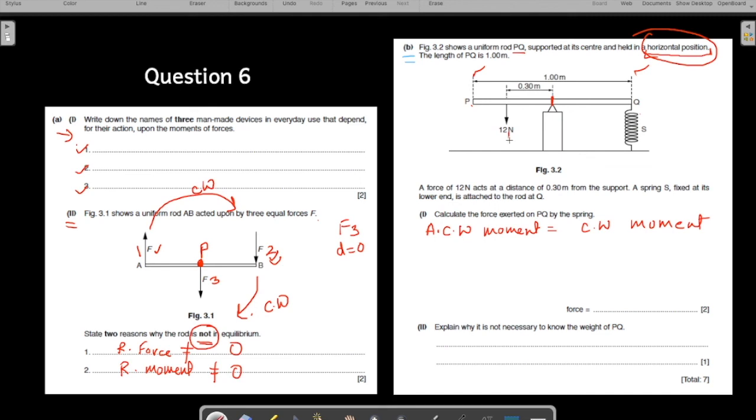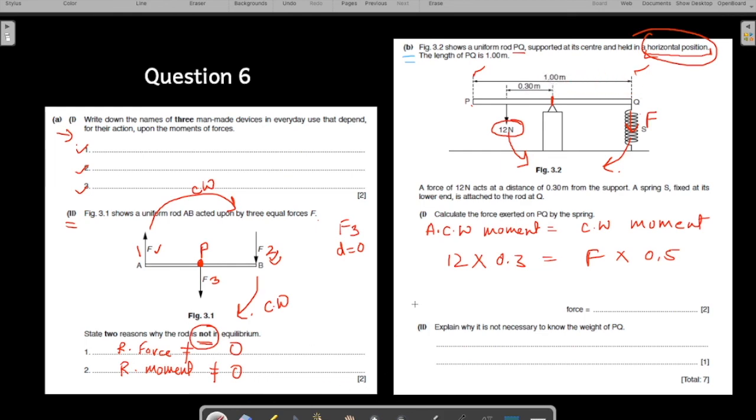So what is creating the anti-clockwise moment? The force 12 newtons multiplied by its distance 0.3. And what is creating the clockwise moment? It is the pulling force by the spring. This is your clockwise moment. So let us call this force F, multiplied by its distance, which will be 0.5. If this whole length is 1, half the length is 0.5.